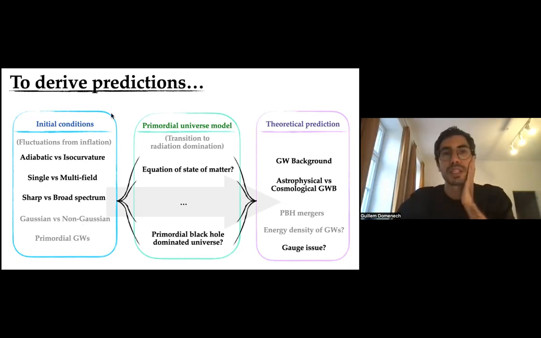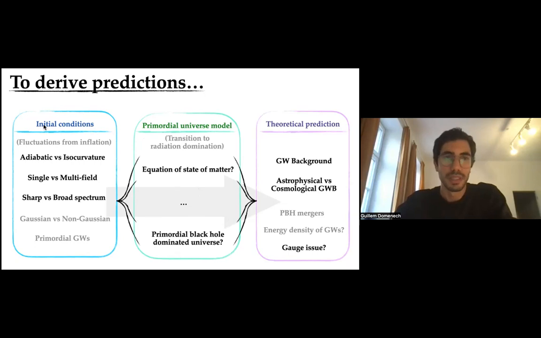So once you have given the initial conditions, then you have to evolve and solve for the gravitational waves when they are generated. These waves are generated after inflation, so during the primordial universe. So you have to know what the universe was made of. You need to know the equation of state of this primordial universe. Was it dominated by black holes? Anything that could happen here will affect the generation.